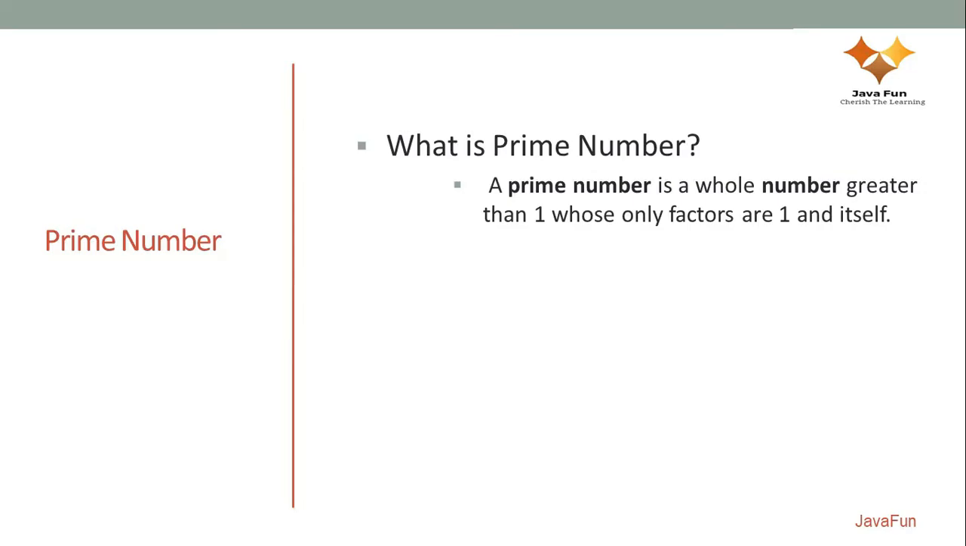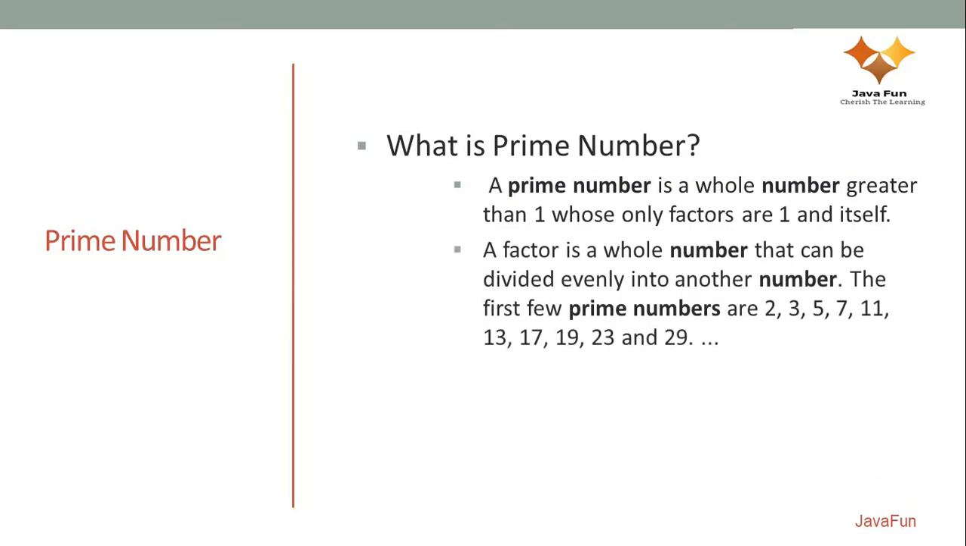So what exactly is a factor? A factor is a whole number that can be divided evenly into another number. Some examples of prime numbers are 2, 3, 5, 7. If I take 7, for example, 7 is only divisible by 1 and 7 itself. If you take any other number, let's say 2 or 3, and try to divide 7 by 2 or 3, you get a non-zero remainder. It means 2 or 3 is not able to fully divide the number 7.